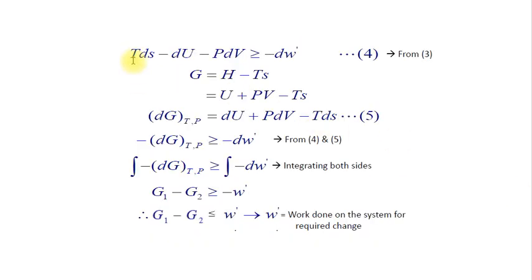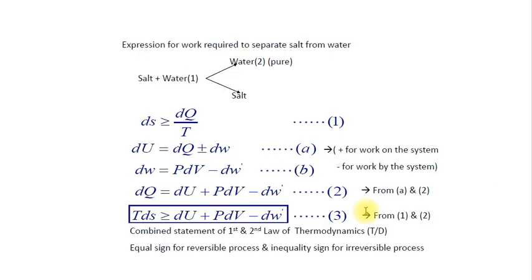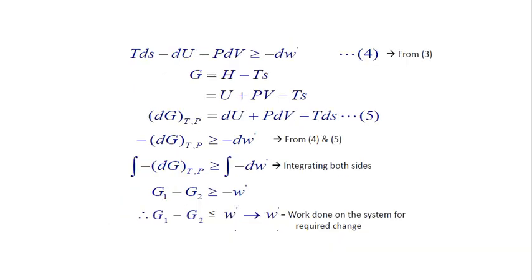Now this is the same equation. If you change the sign, this is the same equation. If you rearrange this equation, you can put dq, du and pdV on the left hand side of the equation. Then it will become TdS minus du minus pdV should be greater than or equal to minus dw.